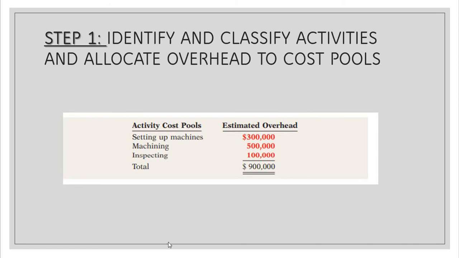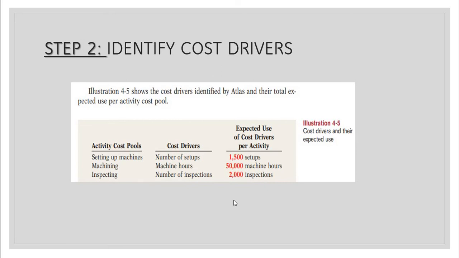Itong illustration na to, kung paano natin i-compute, it shows the 3 cost pools, along with the estimated overhead allocated to each pool. Then, after mo ma-identify, together with their allocated amount, let's proceed to step 2, which is identifying naman the cost driver. So, unang-una, you have to identify the cost pool. Second one is to identify the cost drivers. Okay? So, after costs are allocated to the cost pool, the company must identify this. Okay? So, cost driver, ito na.